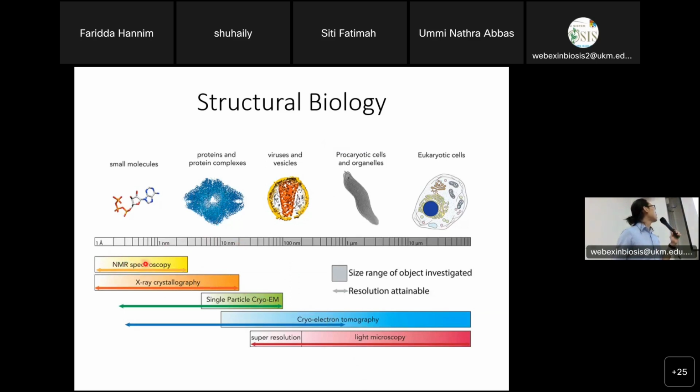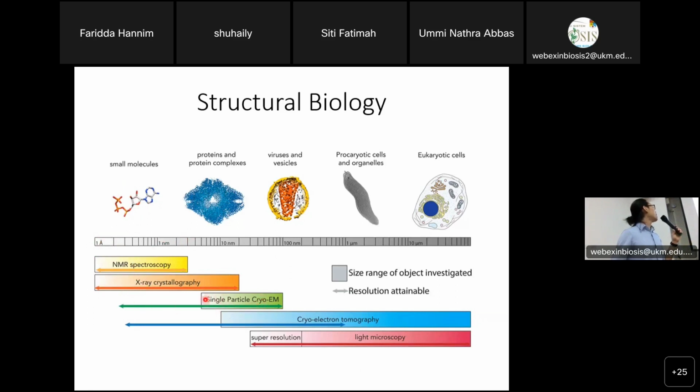You have NMR spectroscopy, X-ray crystallography, and this is the resolution. What this means is that the smaller the resolution, the better you can distinguish the distance between two atoms. So you can see the distance between maybe a carbon and a carbon separately. So the lower the number, the better. With X-ray crystallography, you can get maybe 2.8 angstrom or even smaller, depending on what molecule you are studying.